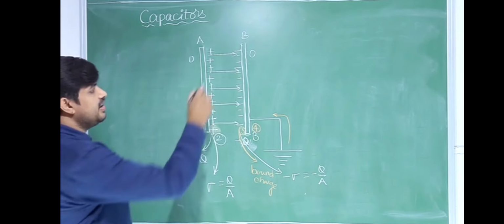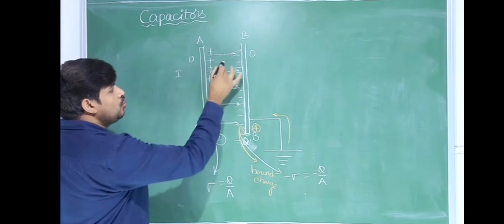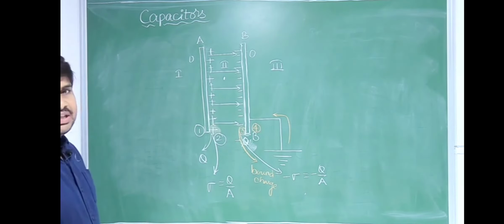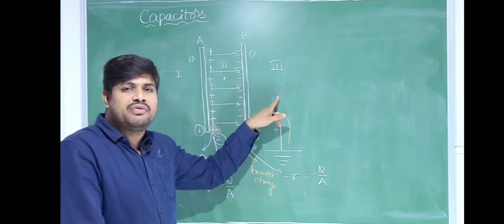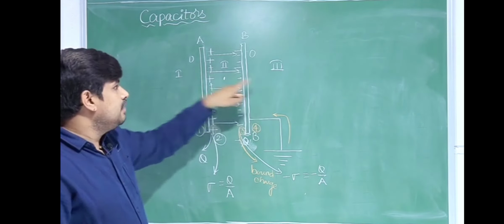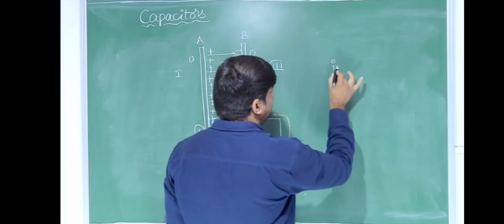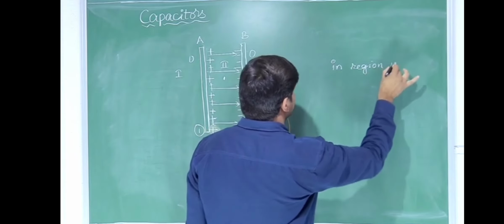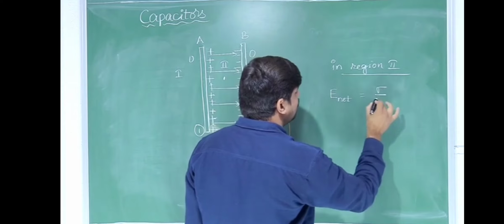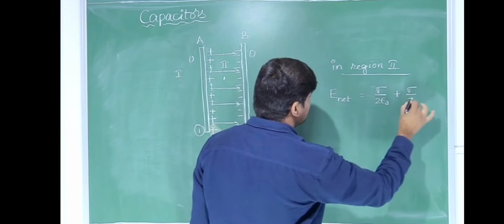So the electric field is present only in region 2 alone. In regions 1 and 3 there is no electric field, no electric field energy or energy density. In region 2, if you calculate, the electric field is sigma by 2 epsilon naught plus sigma by 2 epsilon naught. Why? What is the reason?